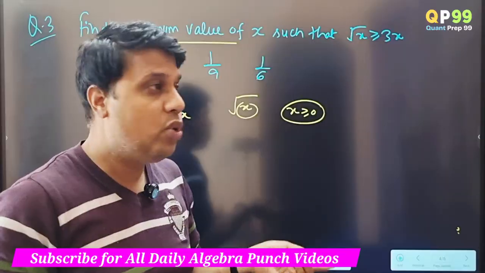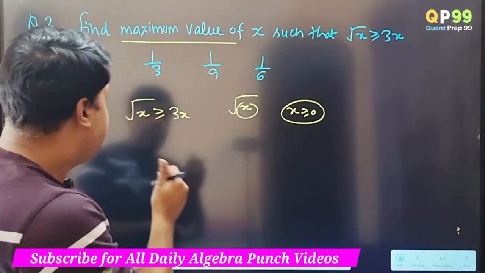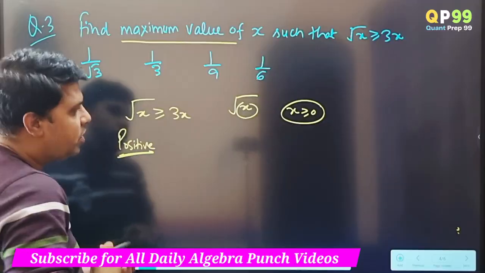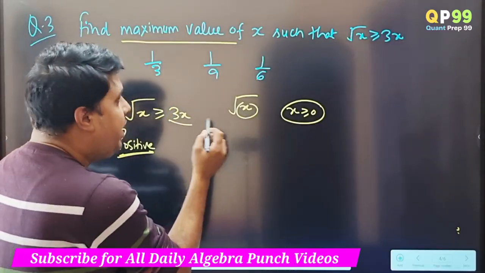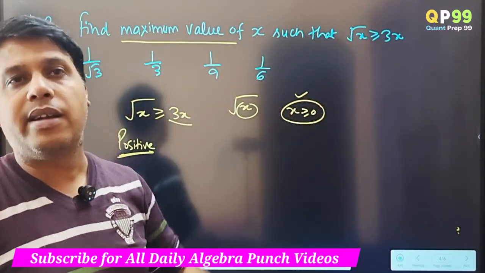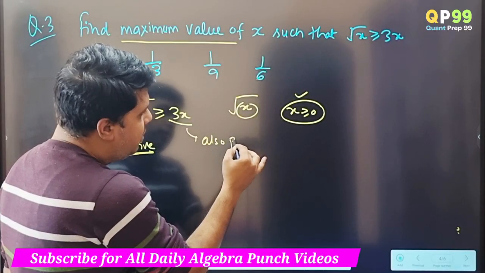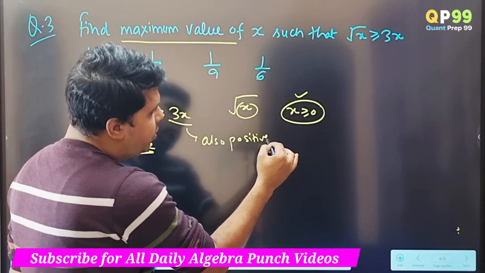ये तो जरूर होगा, क्यों? क्योंकि x का वैल्यू नेगेटिव तो ले ही नहीं सकते. Means this is positive, this is positive, greater than or equal to 0. And if I have assumed that x is greater than or equal to 0, then it is also positive. तो ये भी पॉजिटिव हो जाएगा.